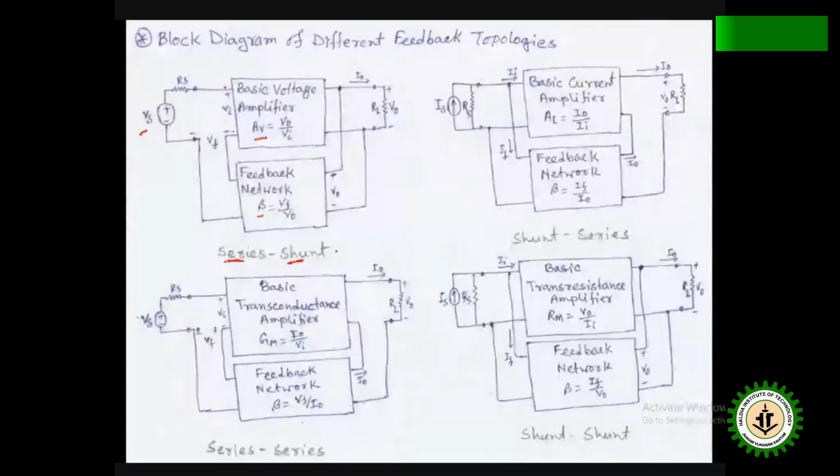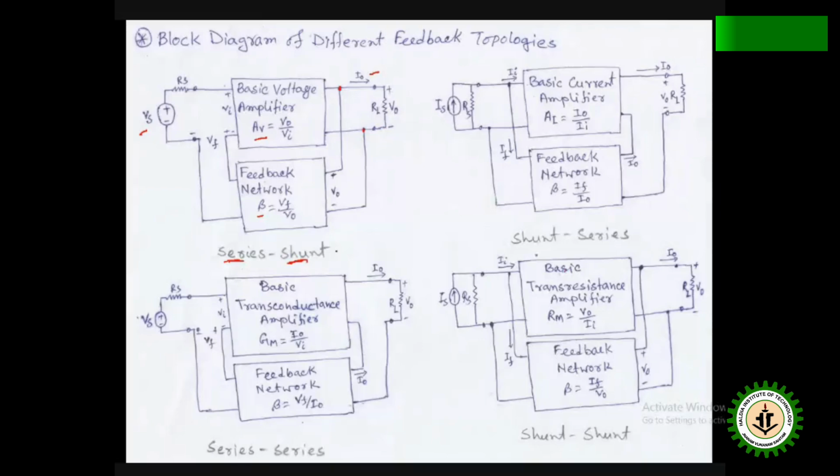Whereas you see in output there is shunt sampling. Shunt means you see voltage in parallel connected voltage source. The positive terminal connects here, negative terminal connects here, and the output current I naught. So this is the series shunt topology.